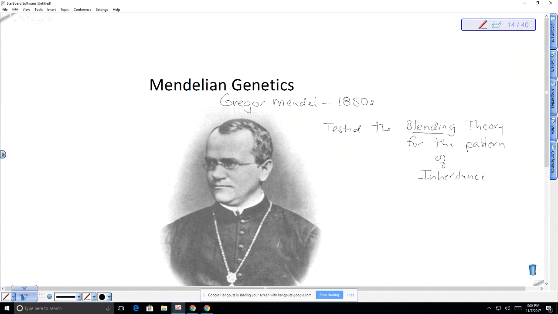The blending theory was the theory at the time for how traits were passed from parents to offspring, and it kind of makes sense when you look at it from a big picture. Because the blending theory stated two things. One, that offspring are always a blend of the parents.